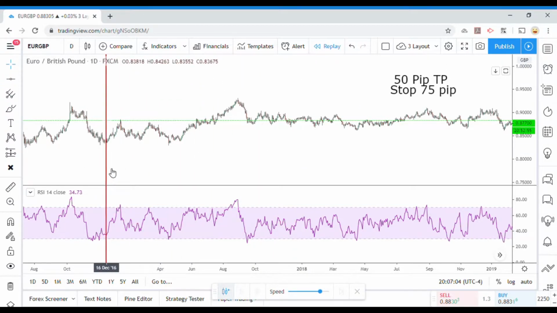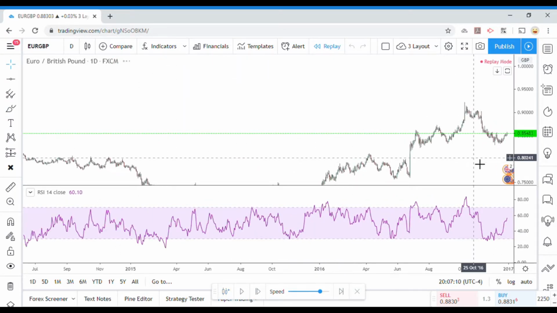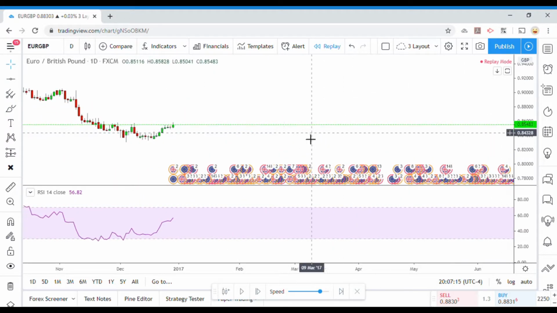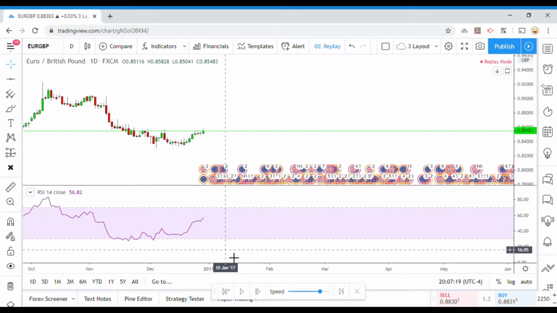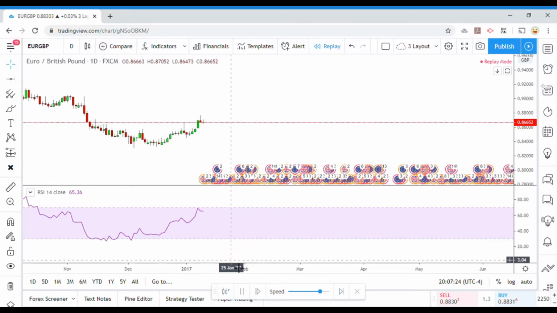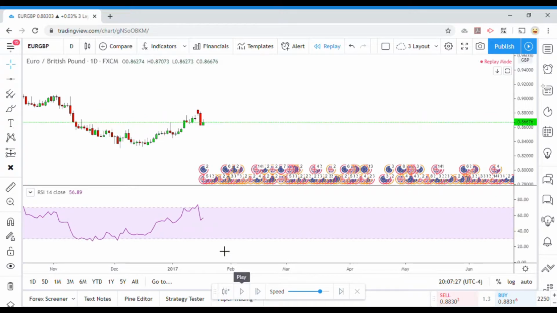All right, I'm going to go into replay mode here. I'm going to start at December 30th of 16. And we are going to start the process here. Again, we're waiting for the RSI to break above or below and then come back into the zone here, the grayed out zone. That will be our signal.